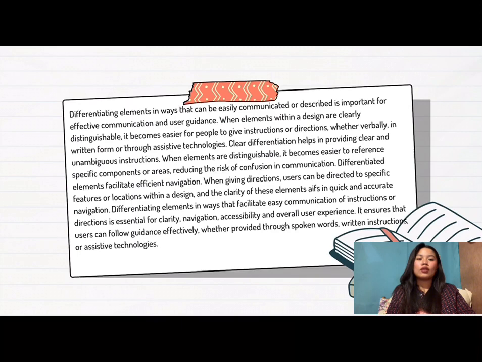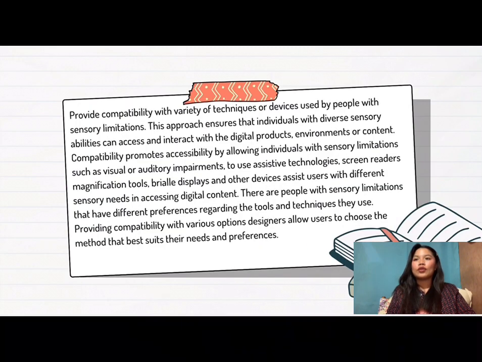People with sensory limitations may have different preferences regarding the tools or techniques they use. By providing compatibility with various options, designers allow users to choose the method that best suits their needs and preferences. So, providing compatibility in a variety of techniques or devices used by people with sensory limitations is essential for creating inclusive, accessible designs that cater to the diverse needs and preferences of users with different sensory abilities.